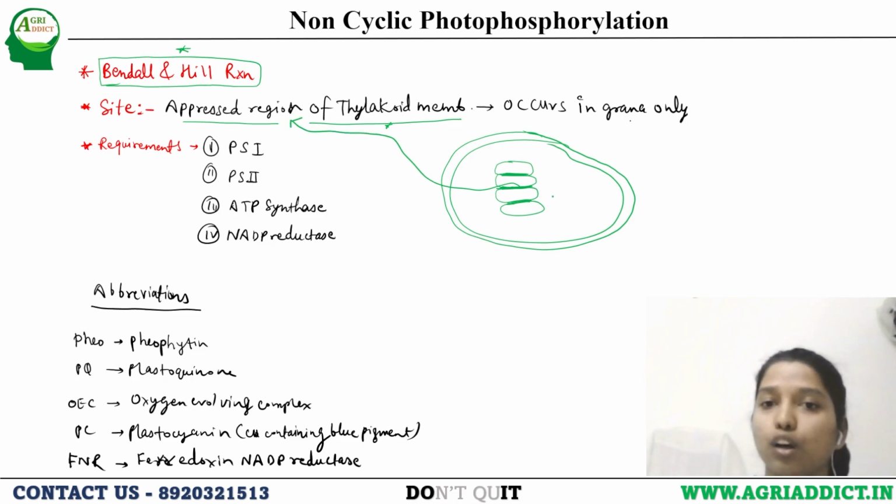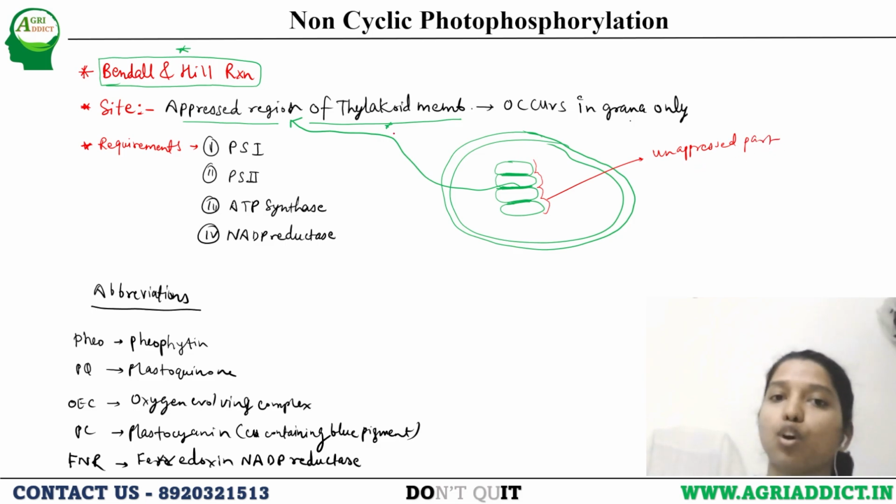And the part of the thylakoid which is in direct contact with the stroma is known as the unappressed part, or unappressed region of the thylakoid membrane. So non-cyclic photophosphorylation takes place in the appressed region of the thylakoid membrane. So we can say that it occurs in grana only.